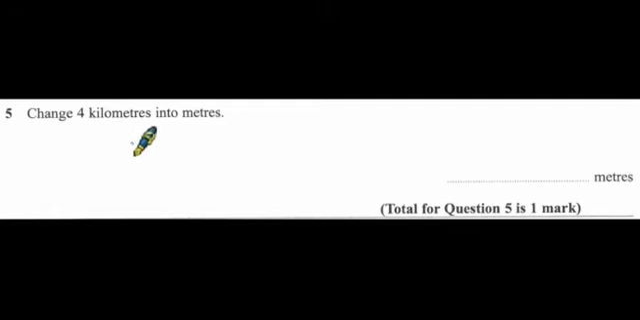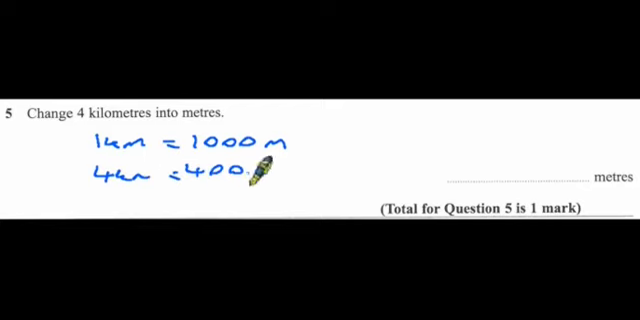Question 5. Change 4 kilometers into meters. Well, we need to know the conversion rate for this, so 1 kilometer equals 1,000 meters. Therefore, 4 kilometers equals 4,000 meters.